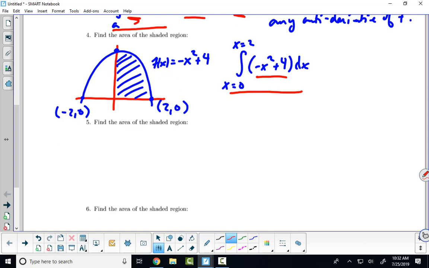Why is the lower limit 0? What do I mean by that? Yeah, if we look at where did we start computing the area? It was right here at x equals 0 in this problem. Okay.